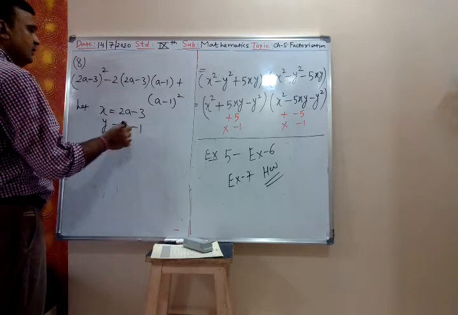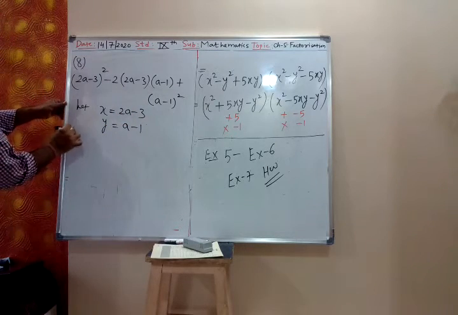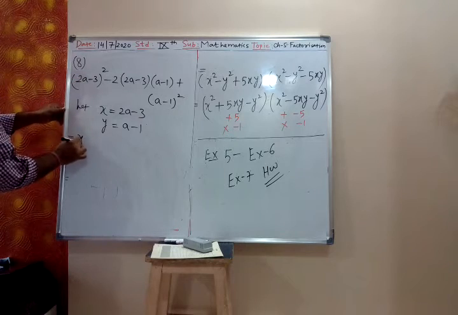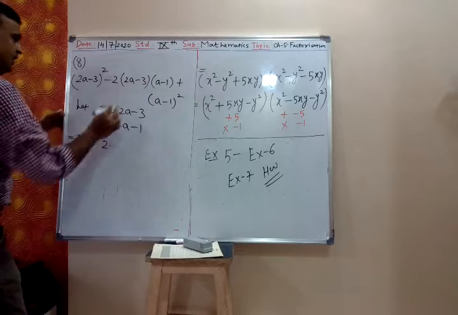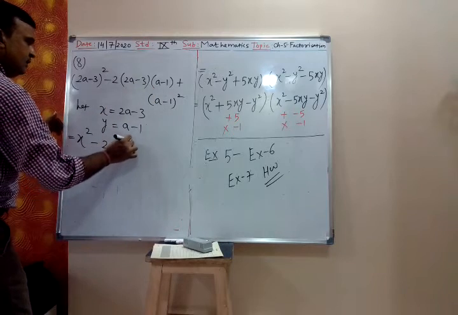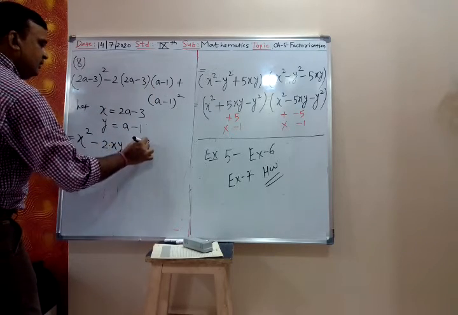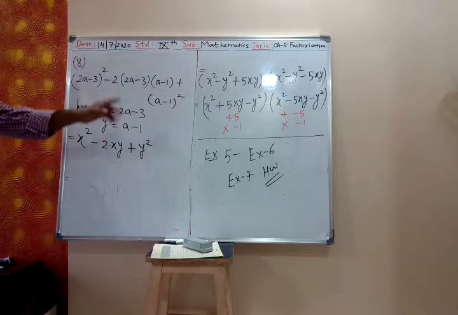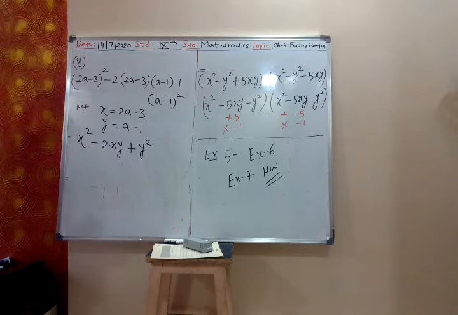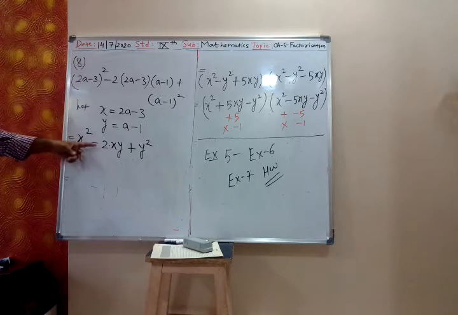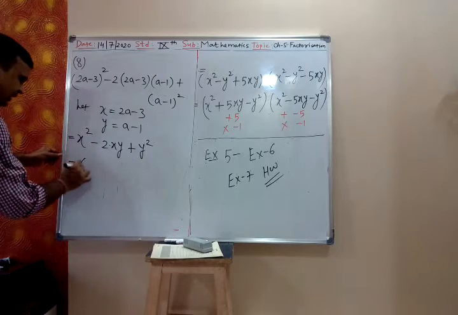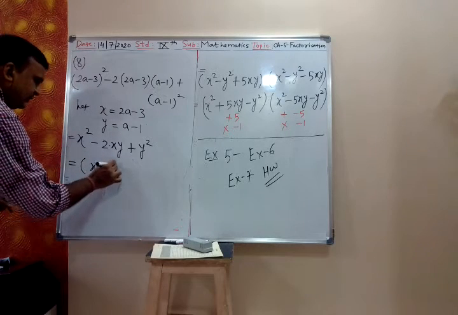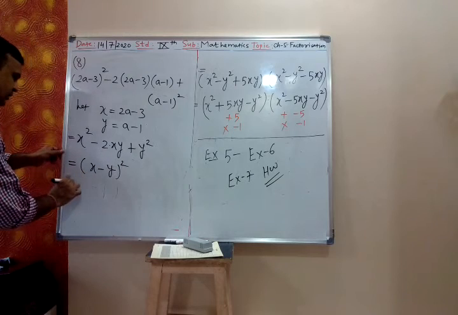So we just rewrite this equation: 2a minus 3 is x, so x square minus 2 into x into y, 2xy, plus y square. What is x square minus 2xy plus y square? It is x minus y whole square. Now we put the value of x and y.